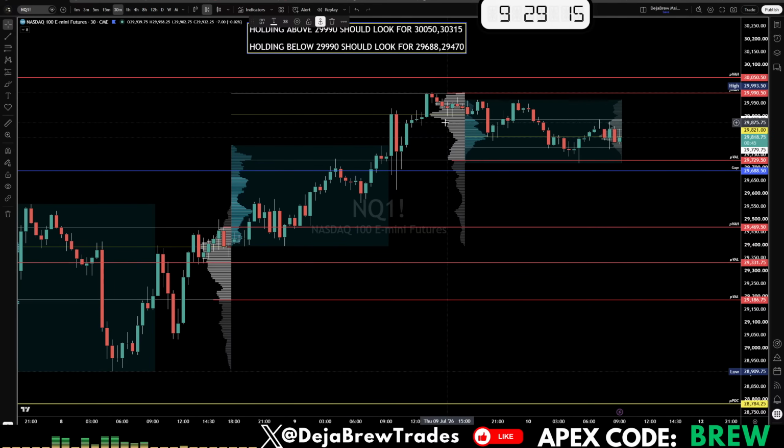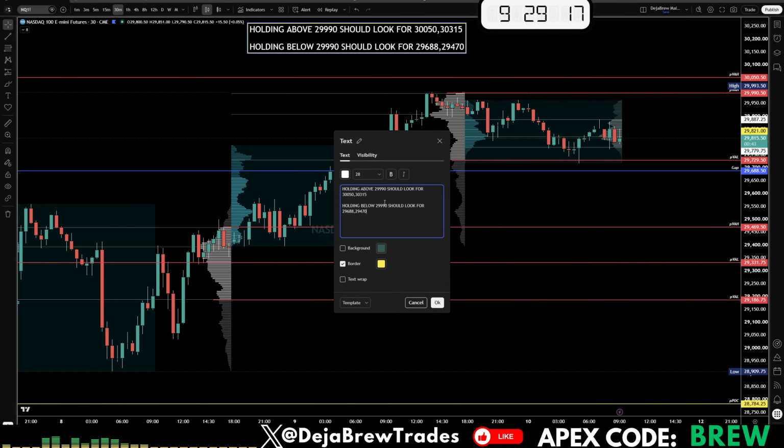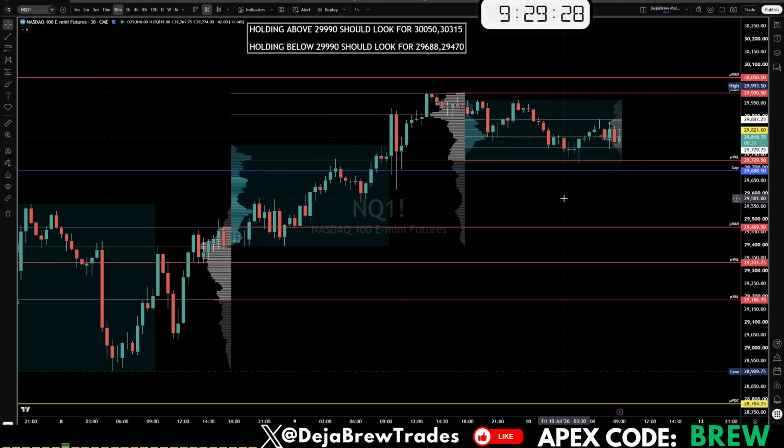If it stays below, let's actually update this a little bit. Let's say 729, because it's a little bit more bearish on NQ here. So below 729, look for that 88 and then 470. And then above that, you rotate back to 990 and then possibly a breakout into 50 and then 315.